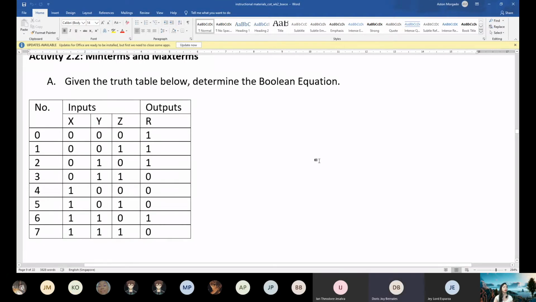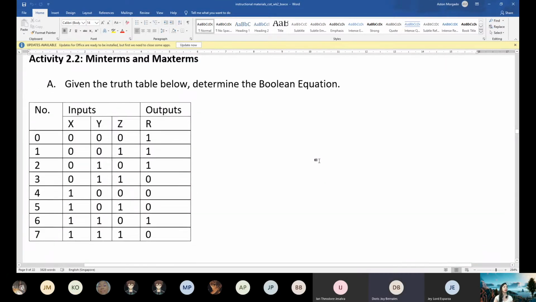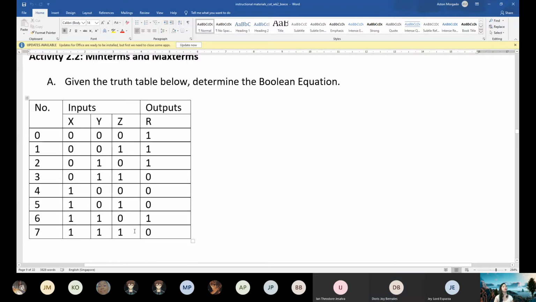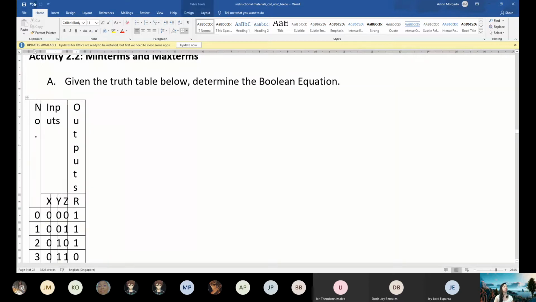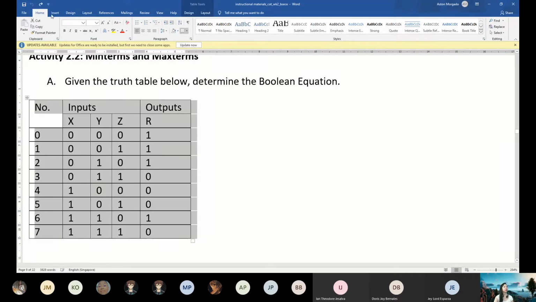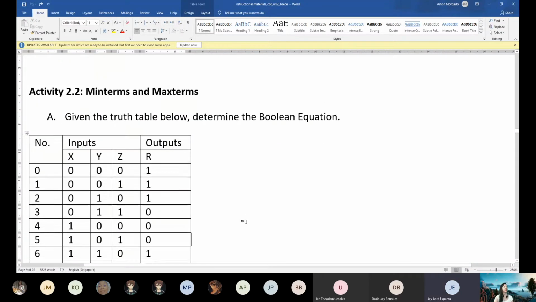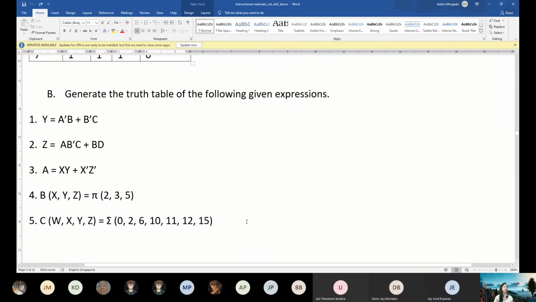Yung truth table po, ma'am. Okay. Truth table. May sagot na kayo dito? So, hindi ko na i-discuss to, ha? Dito tayo sa sunod na activity.